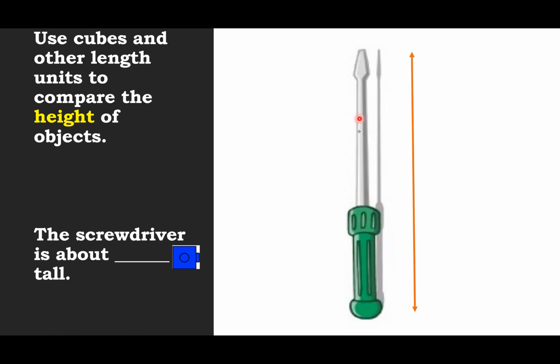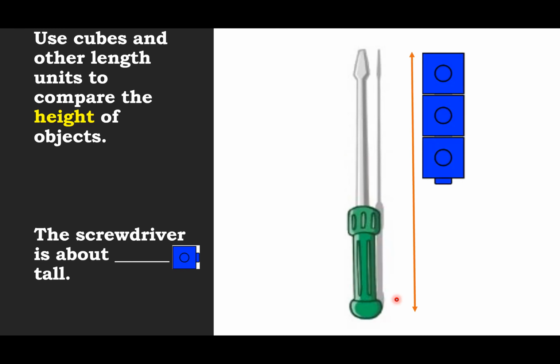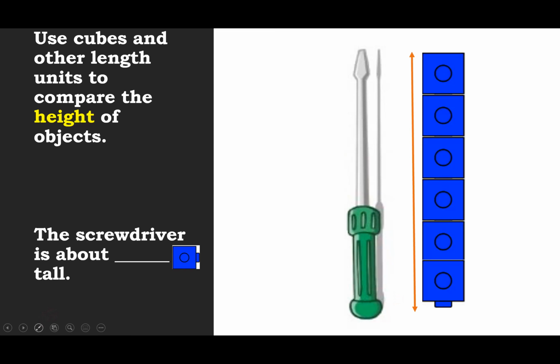Now as you can see here, what is this picture? It's a screwdriver, right? Now I want to see how tall my screwdriver is. So let's count with the cubes. I will place my cubes and I will count. So count with me. 1, 2, 3, 4, 5, 6. So this screwdriver is about 6 cubes tall. Right? I can write here 6.